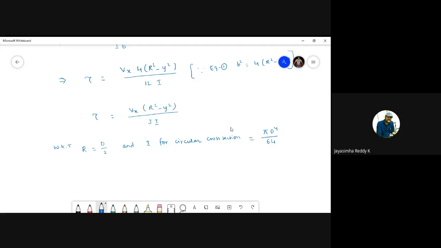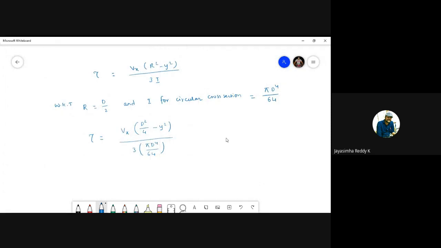Now let us substitute these two values in tau. So this becomes Vx. R value is d by 2, so I'll just take it as d square by 4 minus y square, which remains the same, and 3 multiplied by pi d power 4 by 64. And this is the equation for tau of circular cross section at any point in the circular cross section.